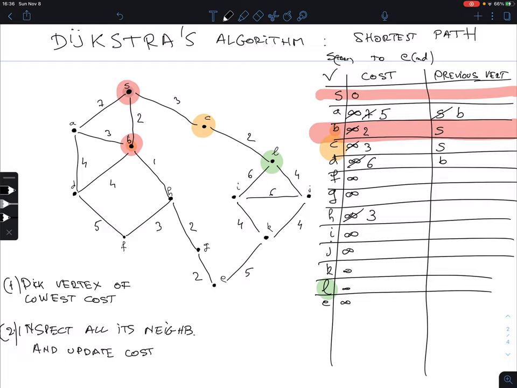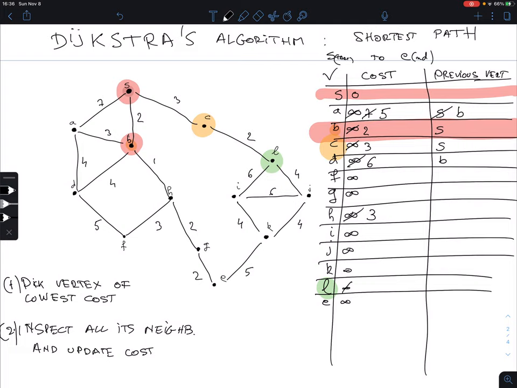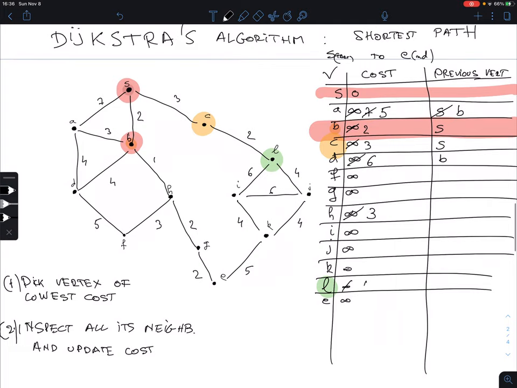How much does it cost to go to L? Think about it before you go on. 5. Why 5? Well, it cost already 3. Don't look here. Look here. The current cost of C, because the cost of C might change. Notice, for instance, the cost of A. If you go this way it is 7, but if you go this way it is 5. So the current cost of A is less than this path. So we'll see this later.